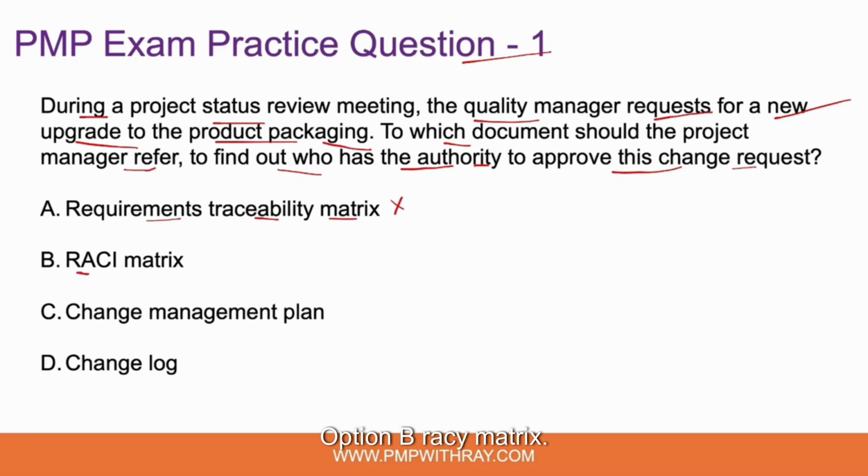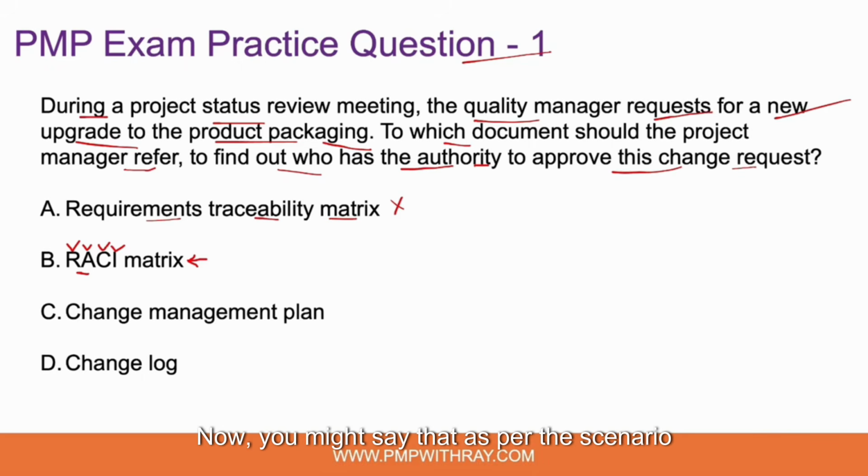Option B, RACI matrix. So if you know about the RACI matrix, it's a matrix which talks about how tasks will be allocated in a project. So R is the responsible person, A is the approver, C is the person whom you need to consult with, and I is the person whom you need to keep informed. So please go ahead and study the RACI matrix from your PMBOK 7th edition or the process group practice guide. It's very important for your PMP exam.